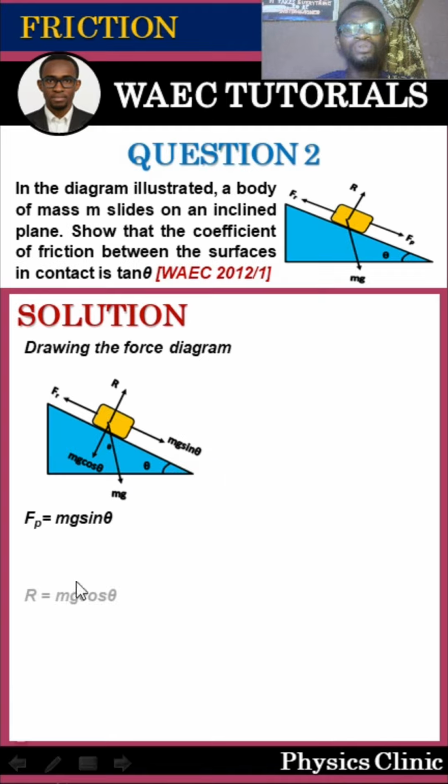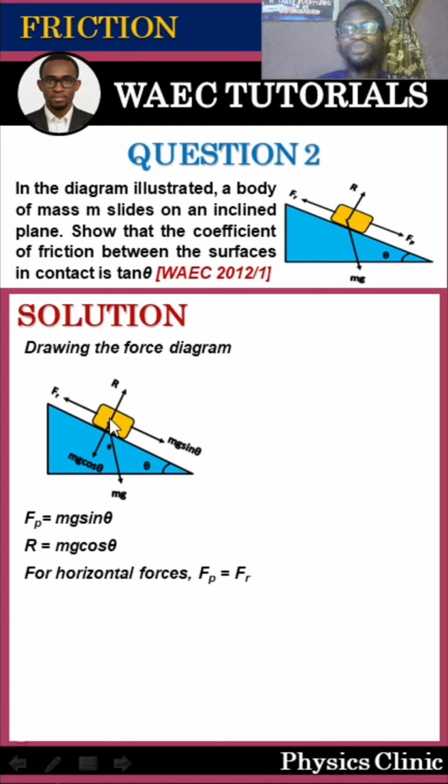Then also for the vertical equilibrium, we see that the normal reaction is equal to what? mg cos theta. So with that being said and done, we now look at the vertical balancing for the horizontal forces. Now since this body is not moving, the friction we are looking for is the coefficient of static friction. So what it means is that if this body is in equilibrium, this Fp should be equal to what? The frictional force.